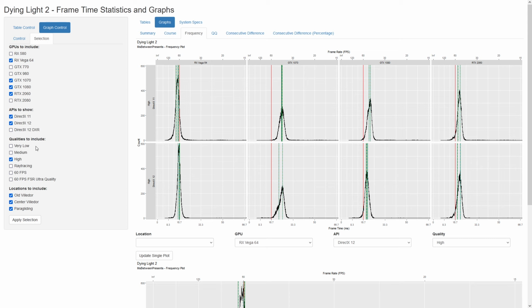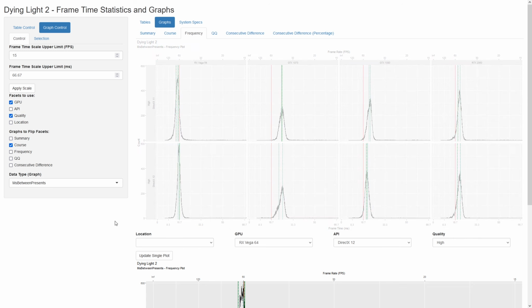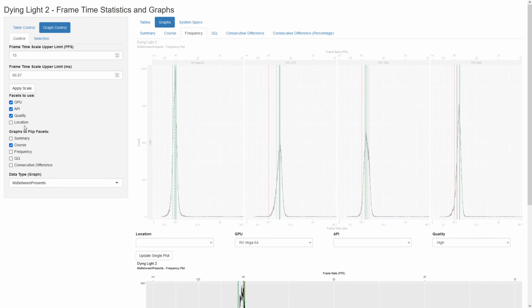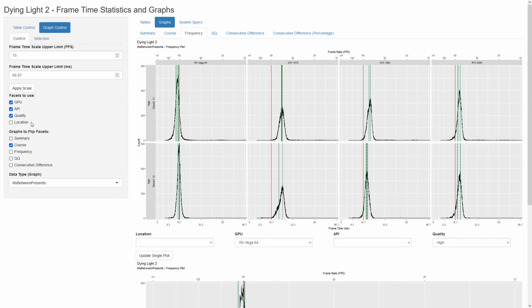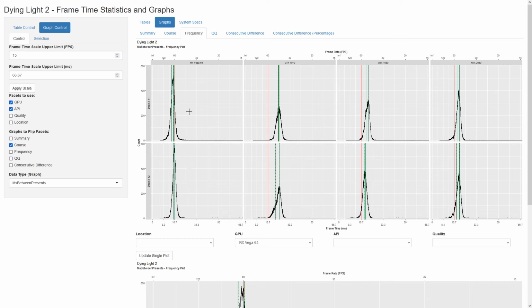I don't really want to turn off the API, but I could. So if we do that, now this is just how they performed at each quality setting. I actually do need to keep... Actually, no, I don't, because it's filtered down like that. I could turn off quality here. So now it's just how did the GPUs perform based on the API, but I could even do this.